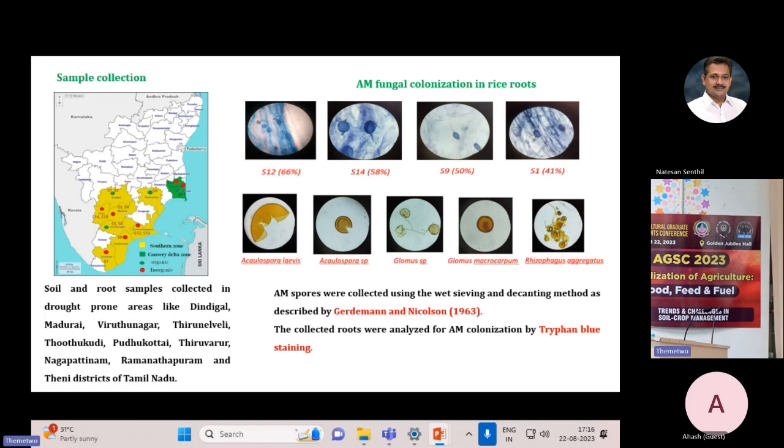The red mark indicates a sample from inorganically fertilized soil. The green mark indicates a sample from organically fertilized soil. The rhizospheric soil and roots of rice were collected and brought to the lab in a polythene bag. Then from the soil, AM fungal spores were extracted, and from the roots, AM fungal root colonization was assessed. This is a photograph of AM fungal root colonization in rice by the trypan blue staining method. And this is a photograph of AM fungal spores. These are all the arbuscular mycorrhizal fungal spores present in the rice ecosystem.